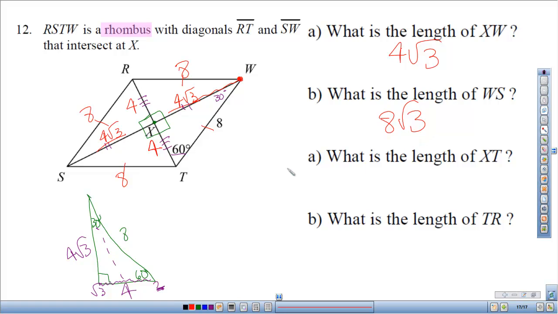The length of segment XT, I figured that out as 4. And then finally the length of segment TR. All the way across, if this one's 4 and this one's 4, that's 4 times 2, that would be 8. So like I said on that first problem, noticing when you have a 30, 60, 90 or a 45, 45, 90, or when you should use trig versus when you should do Pythagorean theorem, that's the heart of the whole test.